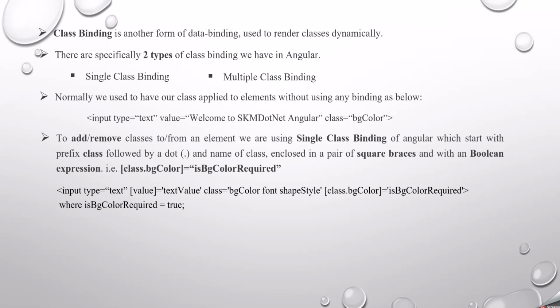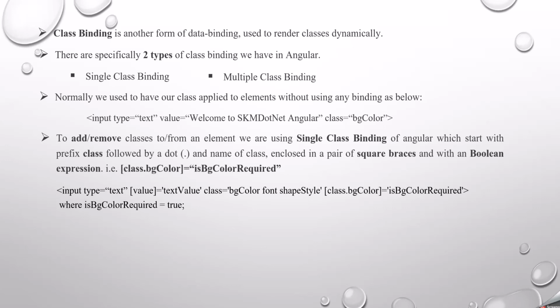Okay, what does the next line tell us? To add or remove classes, as I told, class binding is beneficial whenever there is decision making, and based on the decision we have to decorate our styles onto elements. So to add or remove classes to or from an element, we are using single class binding of Angular. And multiple class binding we are going to discuss in our next topic. As of now, single class binding is something like, let's suppose you have five classes applied to a text box, and you are going to reduce it to three, just excluding two out of those five.